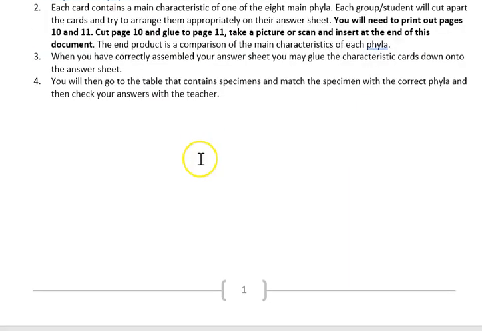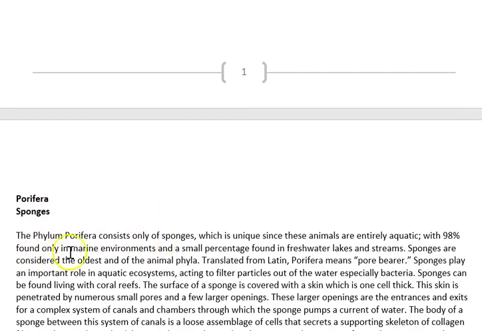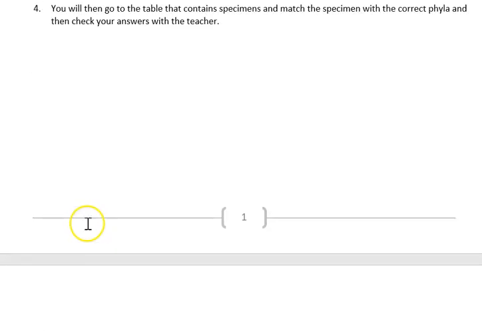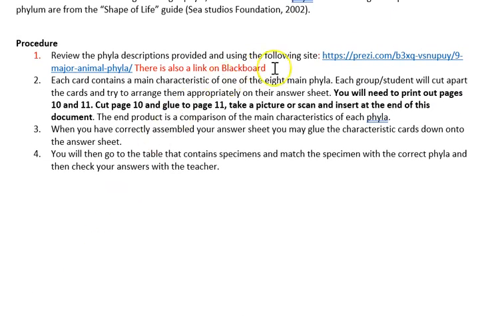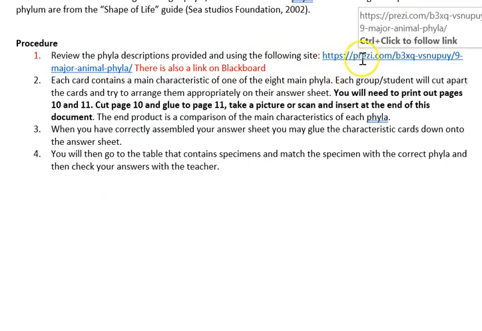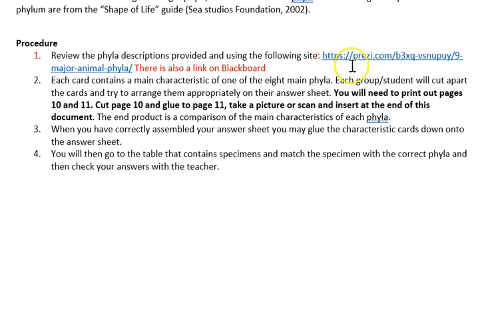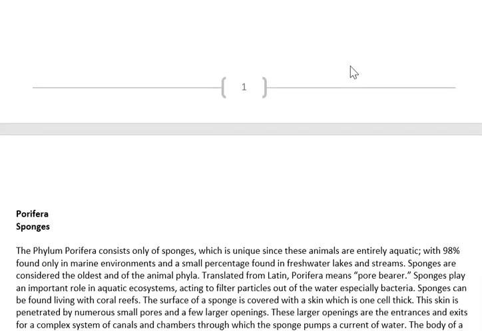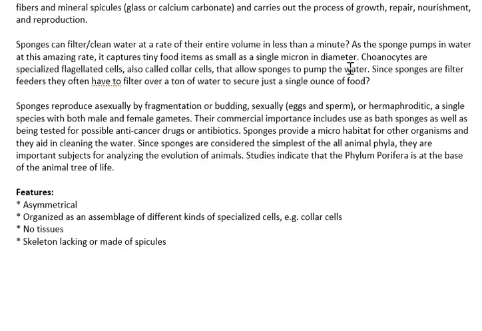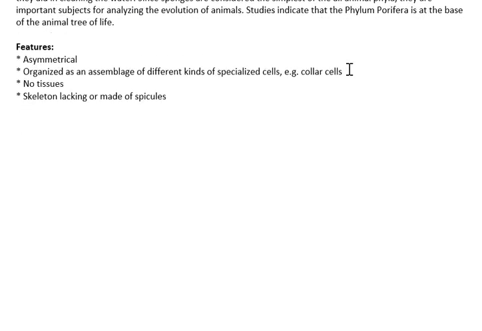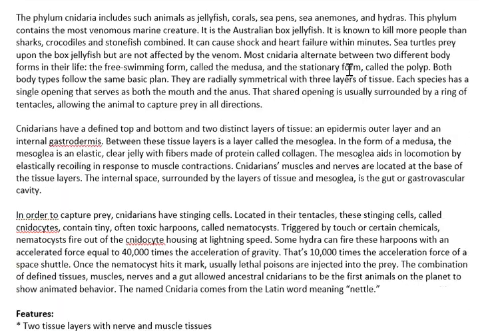Most of these pages here, you'll see as you go down, 8 of the major phyla are talked about, and there's also a link right here, and that link is also on your Blackboard site that will take you to give you more information. If you still need more information, you can use your book, or you can go to another source online to answer the questions. So all these next 8 pages are giving you features and examples and descriptions of the 8 major phyla.